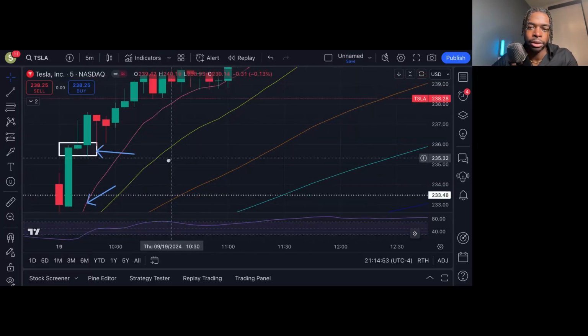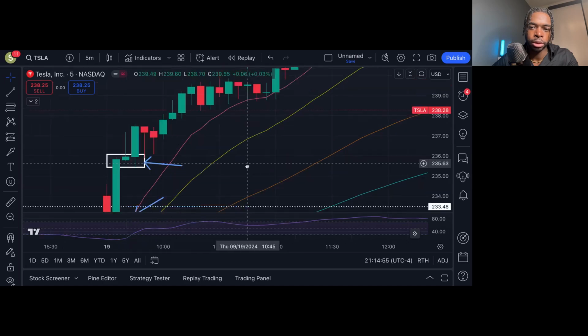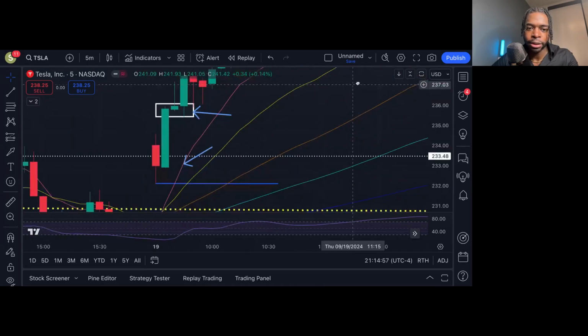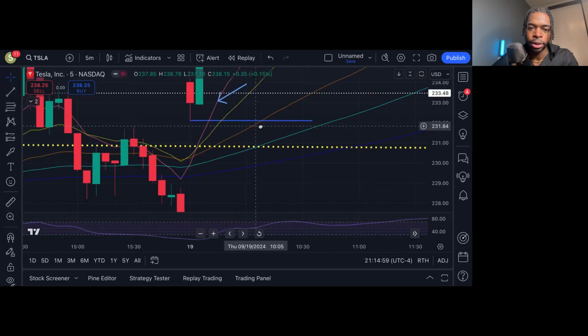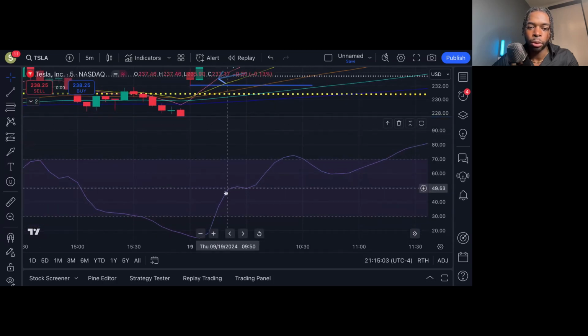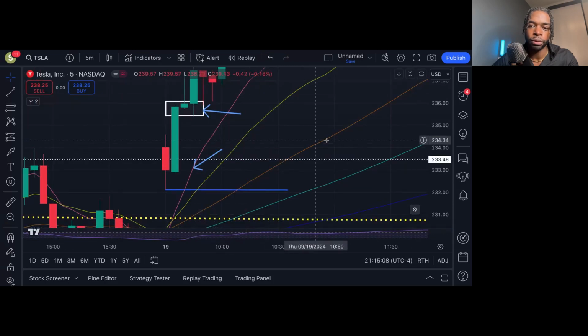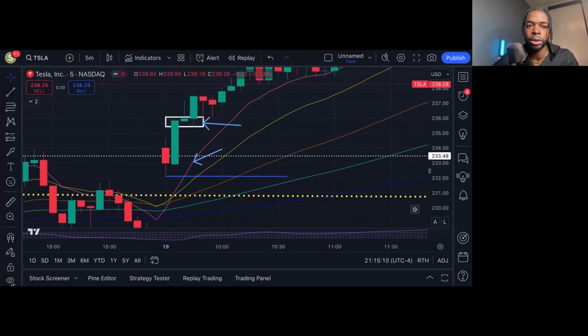Wait for that test to the downside, and we bounce. There are other factors in this, as you can see: we had a 9/20 crossover to the upside, and we had a lot of bullish momentum on the volume side. So there's confluence that you need to be looking for. Look for confluence, which means you need evidence that the trade will go in the direction that you are trading.